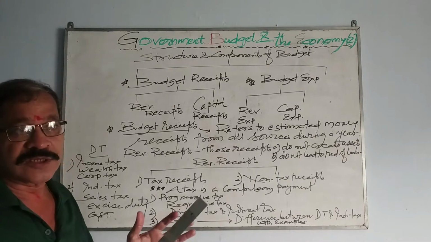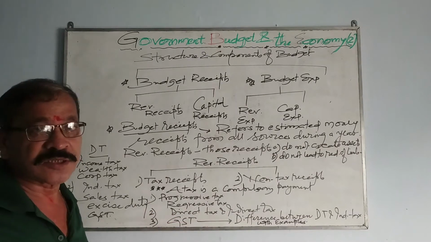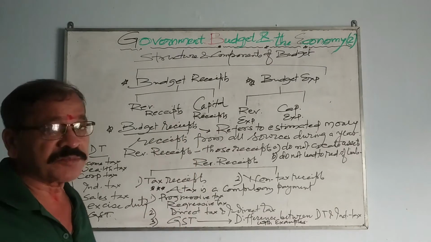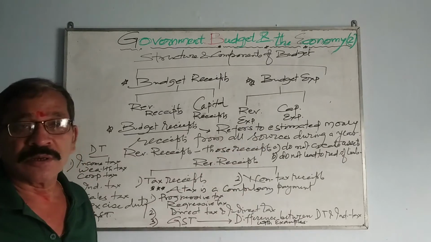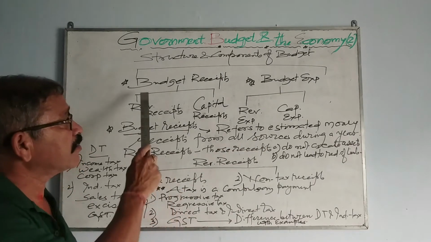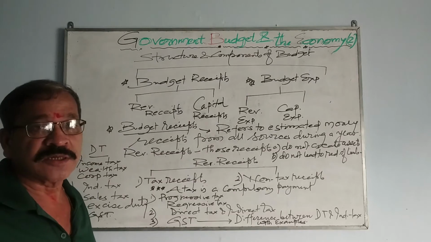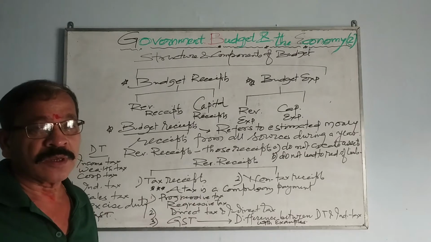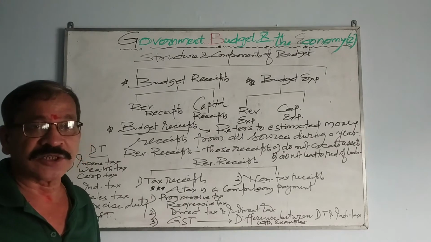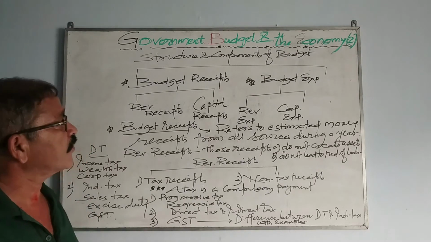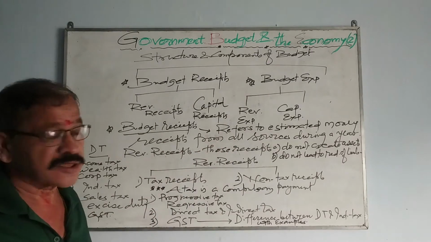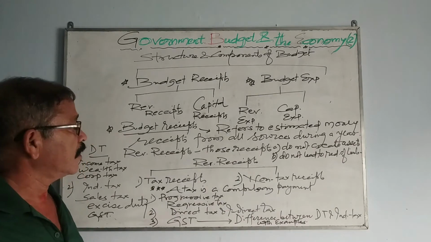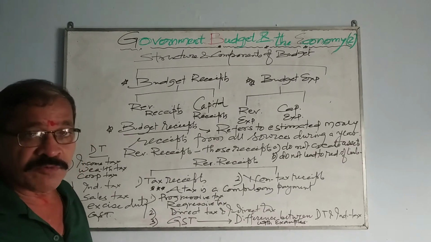See, the components and structure of the budget have been classified into two. One is budgetary receipts, the other one is budget expenditure. I repeat, budget receipts and budget expenditure. There are two categories of a budget that we can call the structure and components of the budget: budget receipts and budget expenditure.